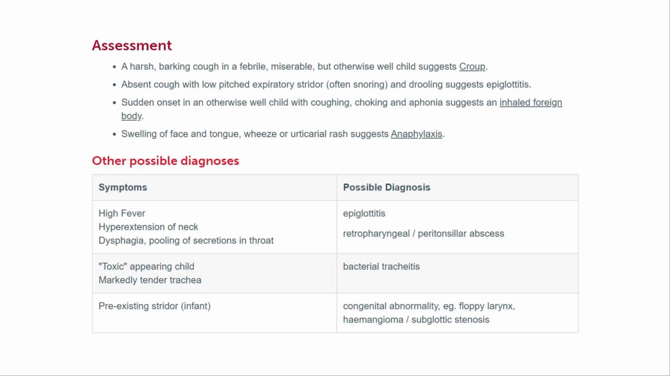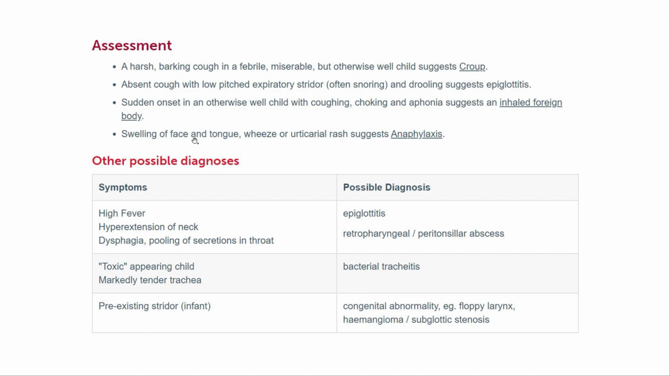So if they have the barking cough with stridor and a fever, that strongly suggests croup. But if there's no cough and there's a stridor and drooling, that suggests epiglottitis. And if it's a very sudden onset, especially the question stem of all pediatric exams, that it's summer and they're at a Christmas dinner or something, or a picnic in the park. No one's watching the kid and the kid's gone and picked up a peanut and breathed it in. That suggests inhaled foreign body.